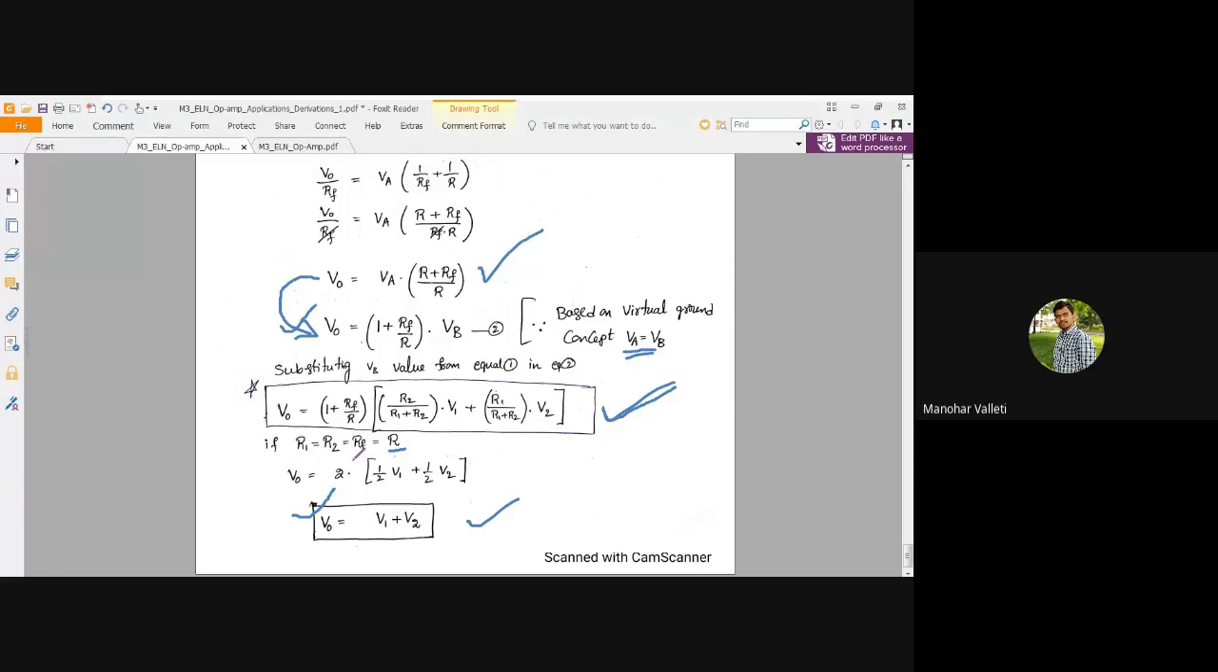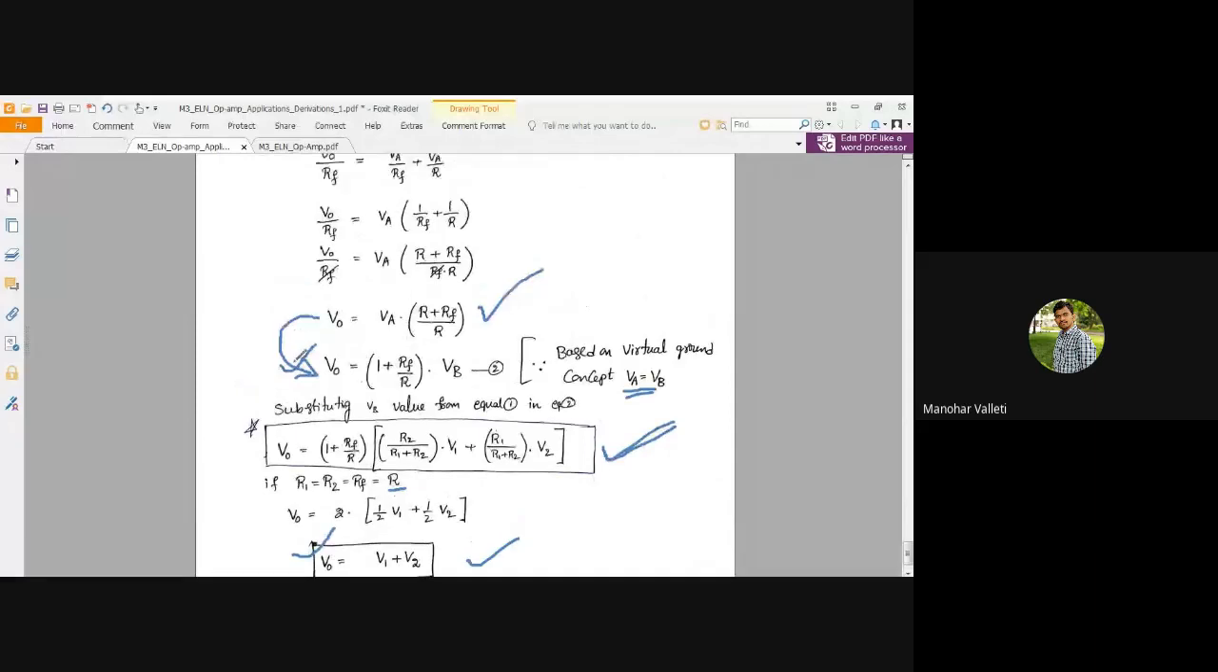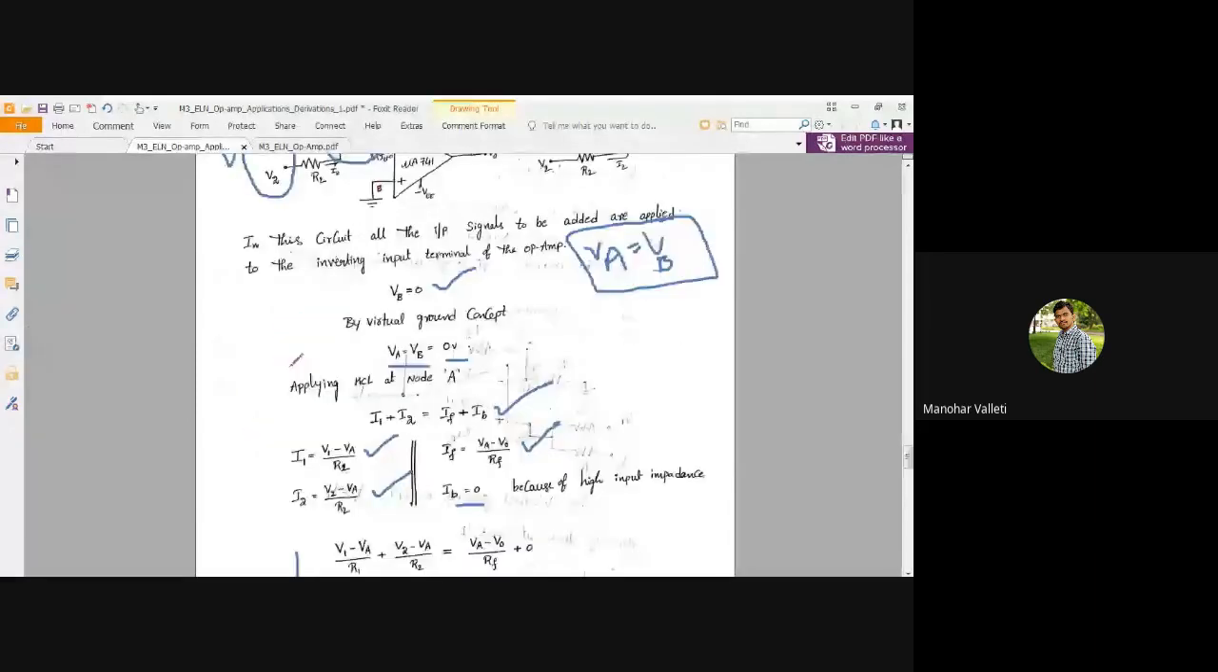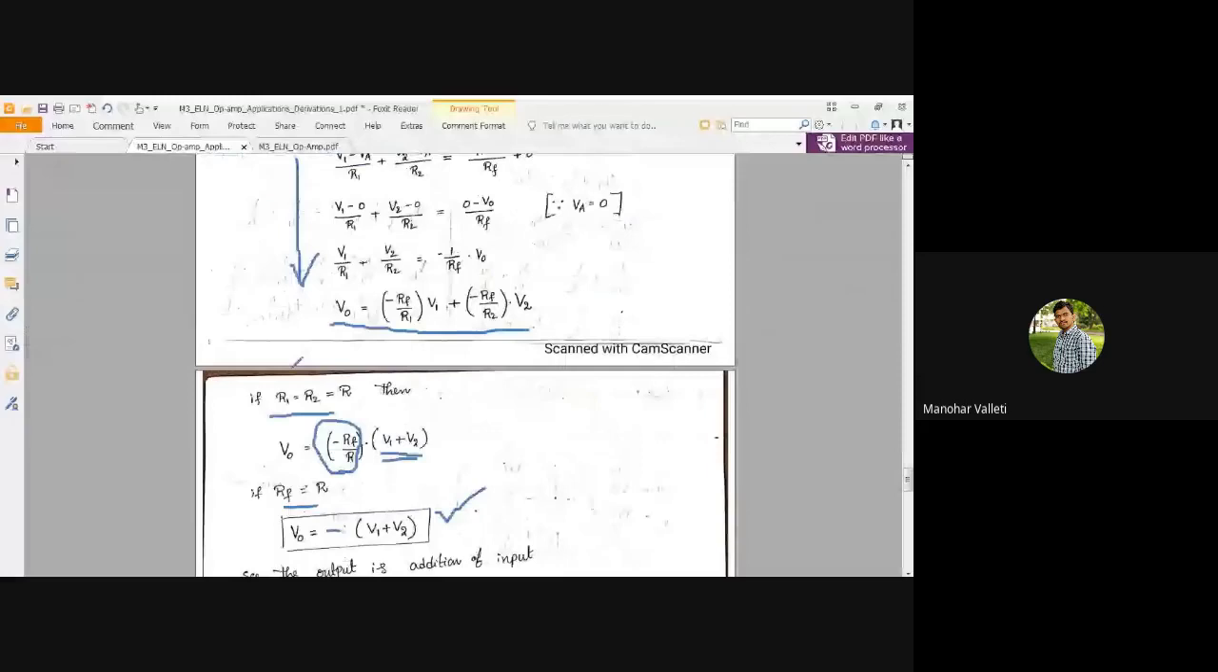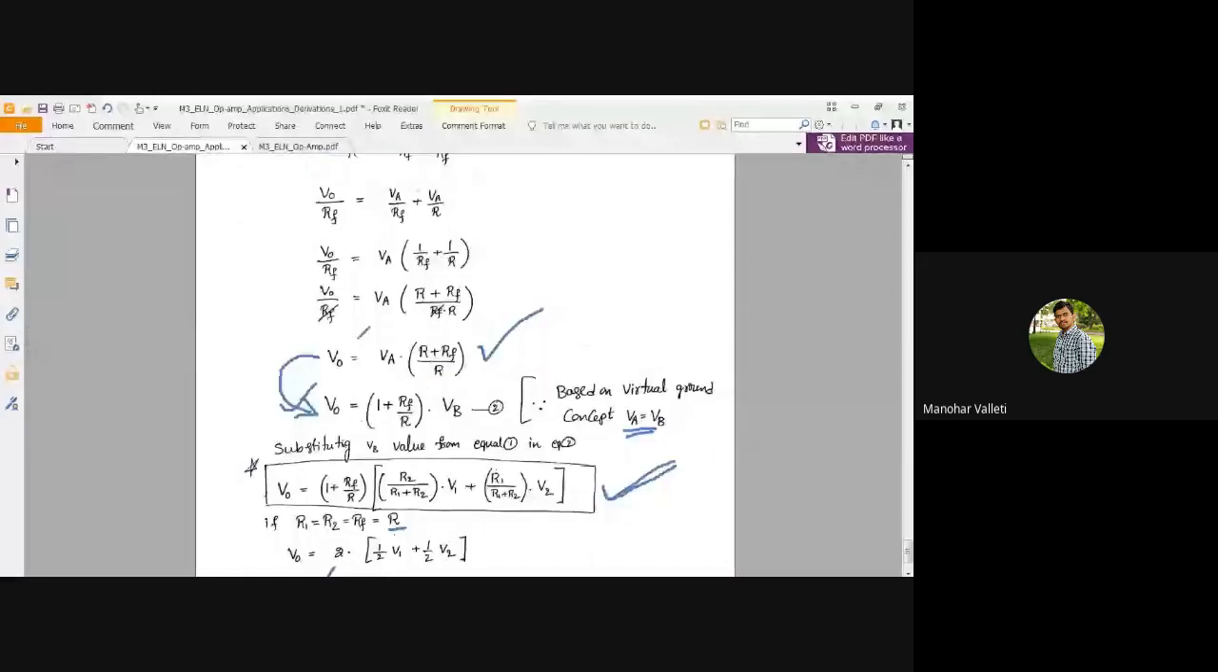So this is about the non-inverting summer. We will solve some problems based on this discussion. Still some more applications are there. Those applications we will discuss in the next class. So now we will solve problems based on this.